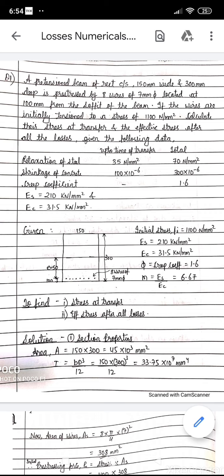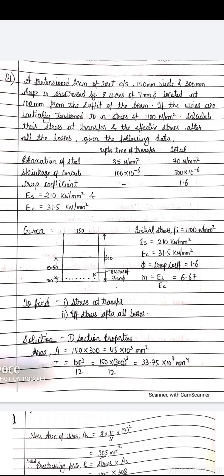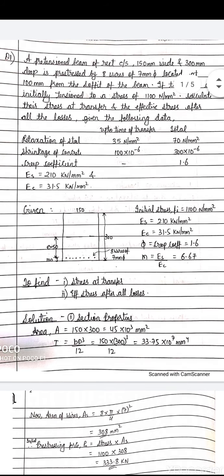So from the cross section you can understand the various data which is given to you, and eccentricity is nothing but the distance from the neutral axis to the CG of the steel. So that you can get from the figure. It comes out to be 50 mm because half is 150, so 150 minus 100 is nothing but 50 mm. I hope you understood that. So that is the given data, and next we have to find out two things. First is stress at transfer and effective stress after all the losses. So this is what we have to find out. So let us start with the solution.